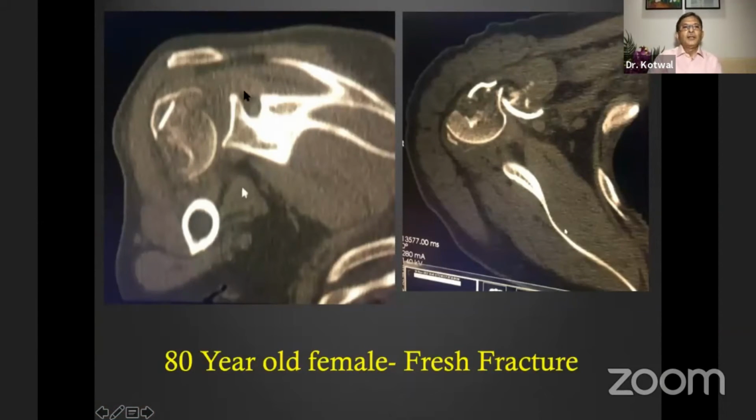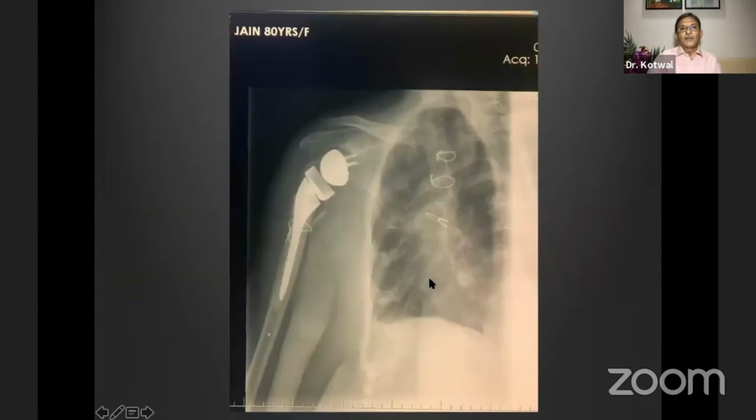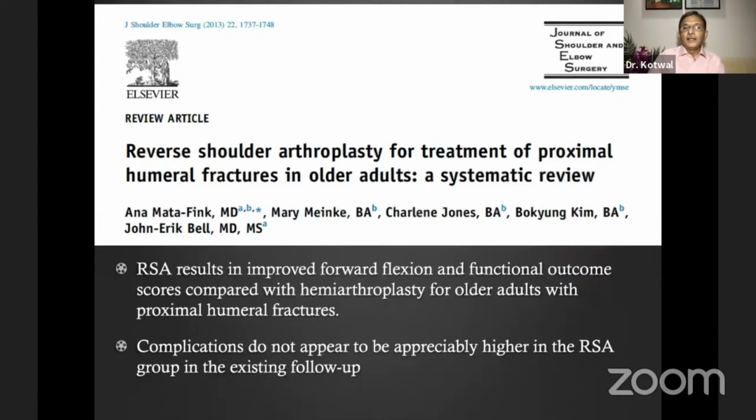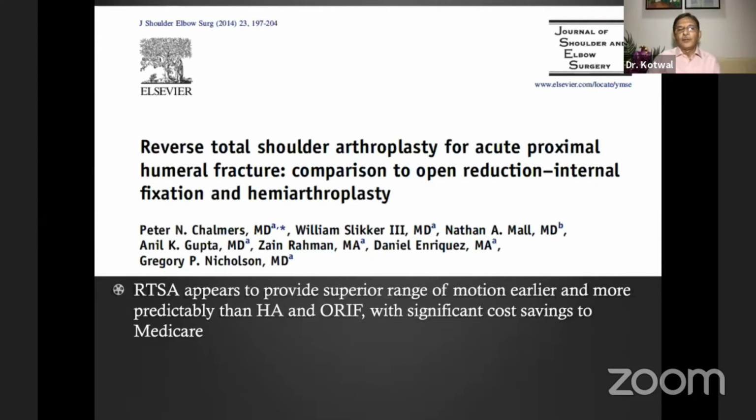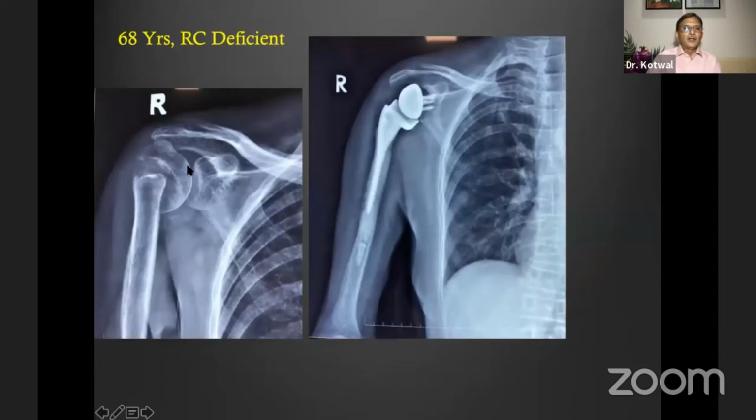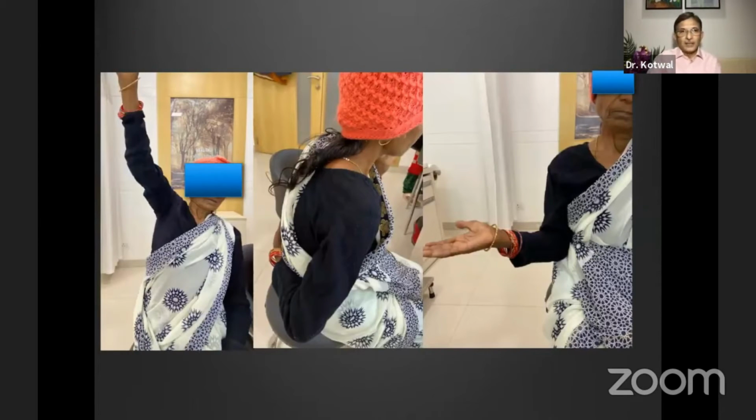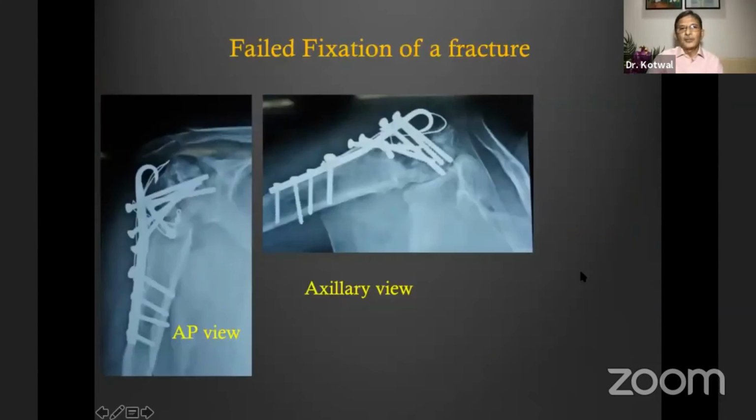This is an example of a fresh comminuted fracture of the proximal humerus. And this is after the reverse shoulder surgery was done. There are articles which prove the efficacy of reverse shoulder in fracture situations, 2013, 2014. And this is another patient who had a non-union and a rotator cuff deficient shoulder, with reverse shoulder arthroplasty done. And that's the range of movements, the external rotation, the internal rotation, and so on.